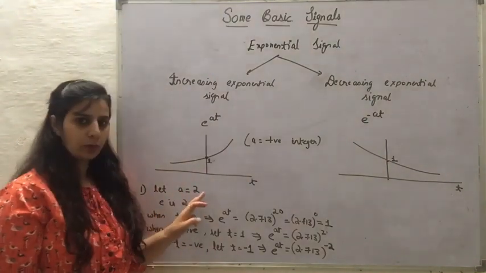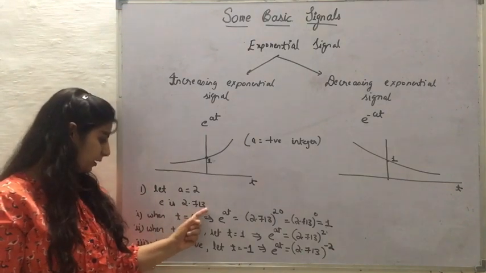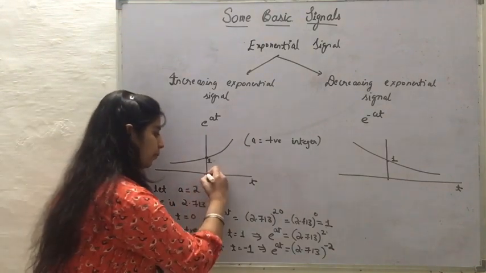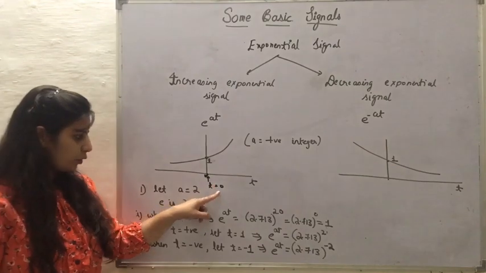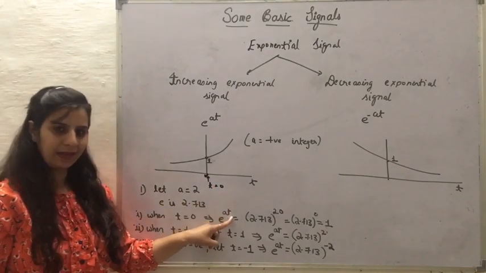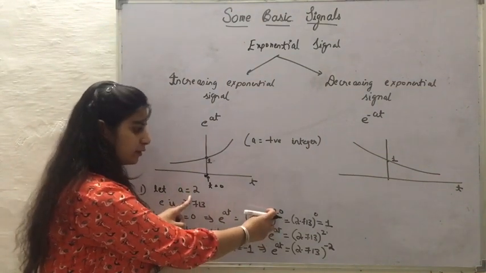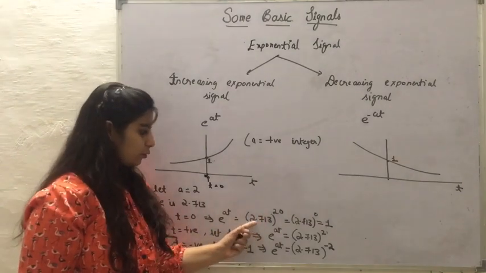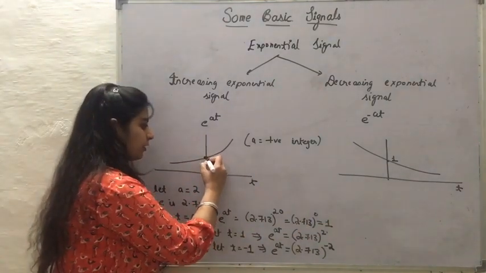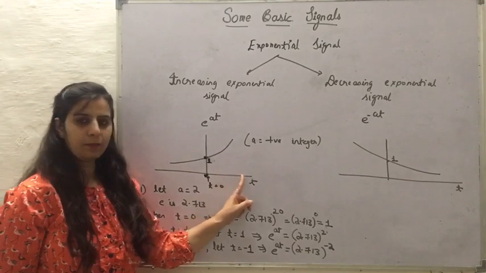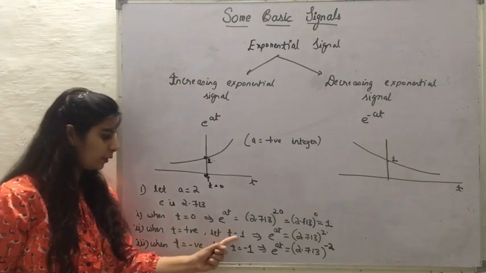Here I'm taking a equal to 2, and as we all know, the exponential constant e is approximately 2.713. So let's start the calculation from the point where t is equal to 0. When t is equal to 0, substituting all this in the equation e raised to the power at, we get 2.713 to the power 2 multiplied by 0. So this will give us 2.713 to the power 0, which is equal to 1. So at this point, the value of the function will be 1. When you talk about the positive time axis, I am taking a sample with t equal to 1.